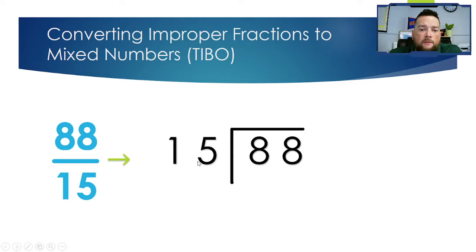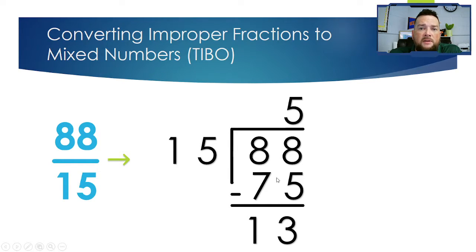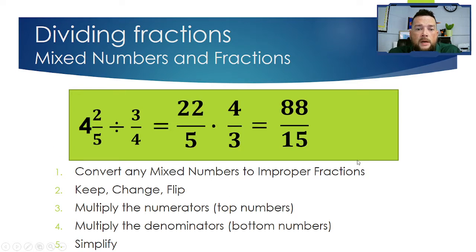So 15 goes into 88 5 times, because 5 times 15 is 75. We get a remainder of 13. We make a new fraction, take that remainder and put it on top, take our divisor and put it on the bottom, and we have 5 13/15 as our final answer. So again, that was our final answer, 5 13/15. There's the whole process for you.